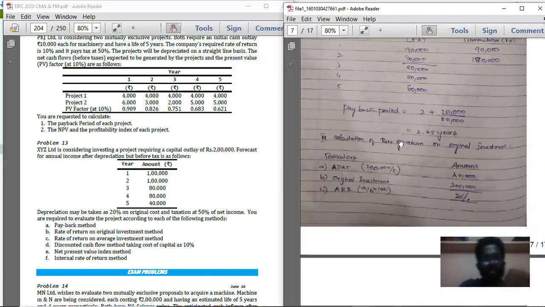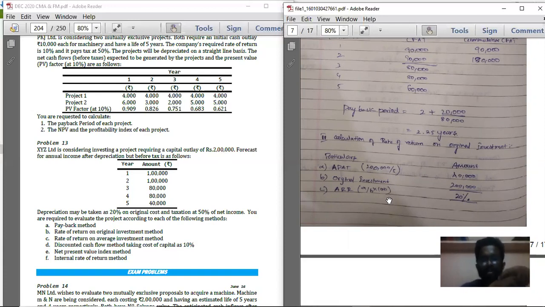So below that, what is the second one? B, they are asking rate of return on original investment method. So here you should first calculate the average profit after tax. Then you should divide it by the original investment, 2 lakh rupees. So below that, second statement, statement number 2, calculation of rate of return on original investment. Below that, a 2 columnar table: first column particulars, second column amount.